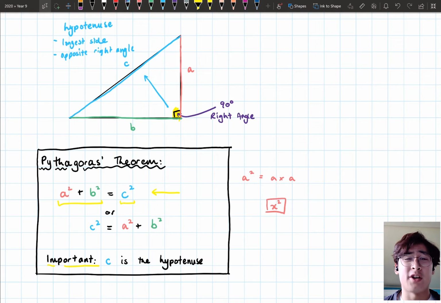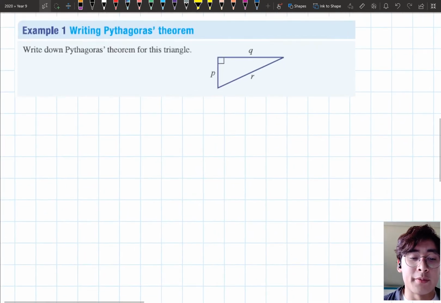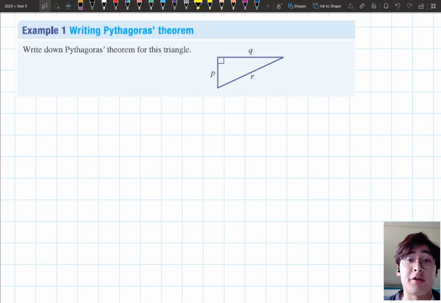Okay, so what we're going to do in this first lesson is look at identifying the sides of a right angled triangle and rewriting Pythagoras' theorem using this. So let's have a look at the first example. Example number 1. I want to rewrite Pythagoras' theorem for this triangle over here.